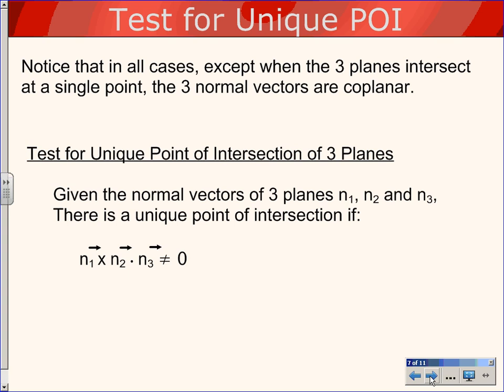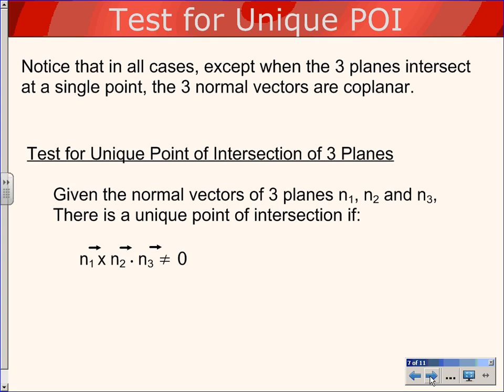So this is now the third time we've done this calculation. It's the cross product, then a dot product. We did it before as a test for coplanar vectors. And then we looked at it and we said, oh, it's also the way to calculate the volume of our parallelepiped. And now we're just using it as an application to see if three planes have a unique point of intersection.